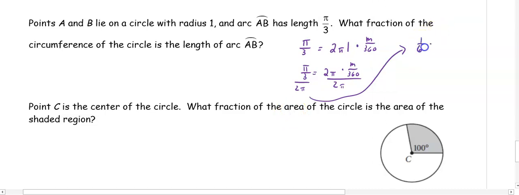So we have 1/6 equals the measure of m over 360. We don't need to find our measure of m because we know it's going to be equal to 1/6, so that is the fraction of the circumference.